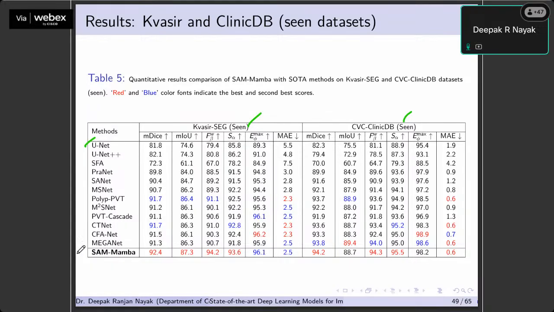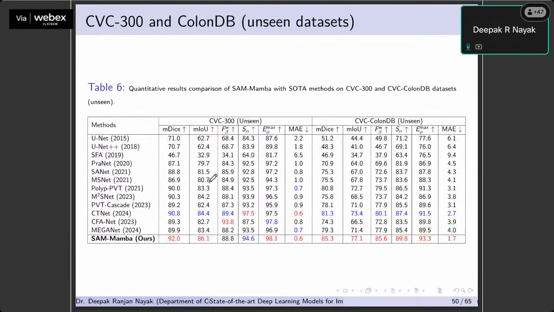And these are the recent approaches published in 2024. There are several of them. These are all benchmark models, and you can see the results here. The red color indicates the best results in terms of mean Dice score and mean IoU score. Not all the time are we getting the best results, but these results are very, very interesting. On the seen dataset, most of the time we are getting better performance compared to the others, because of the capability of SAM to generalize well on the dataset.